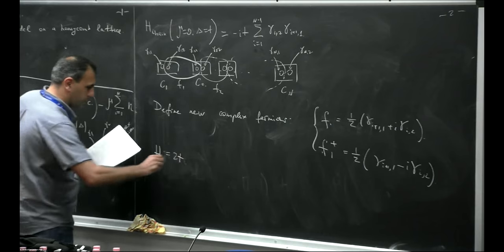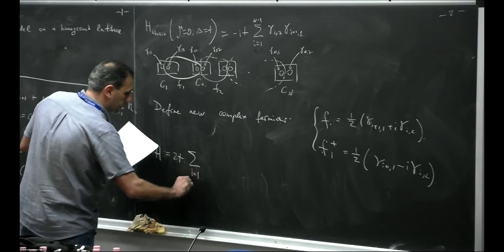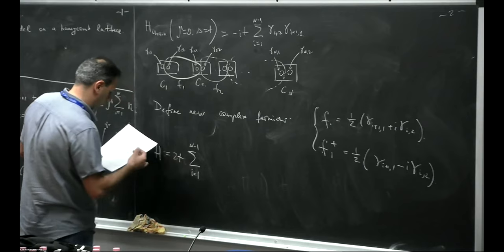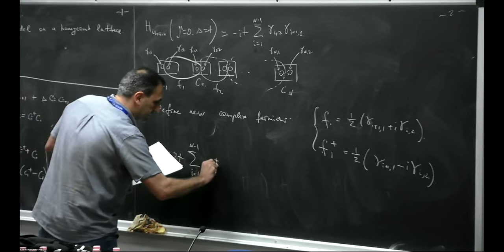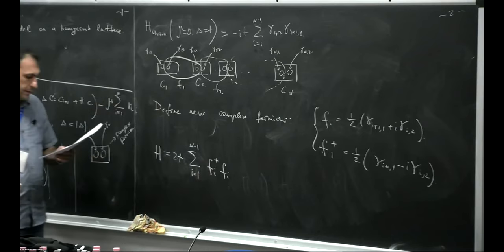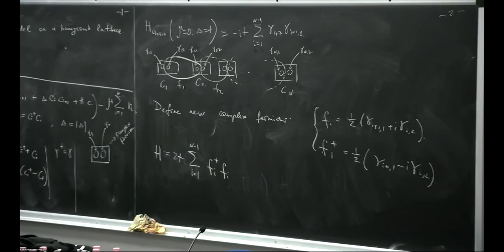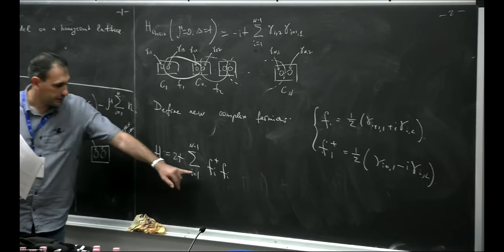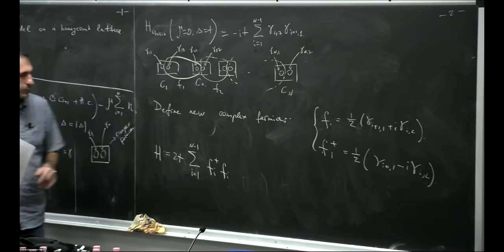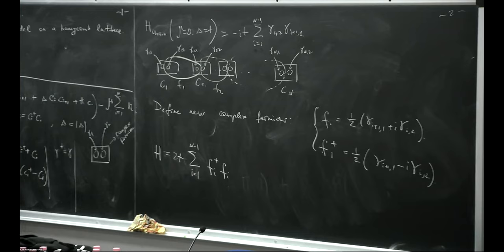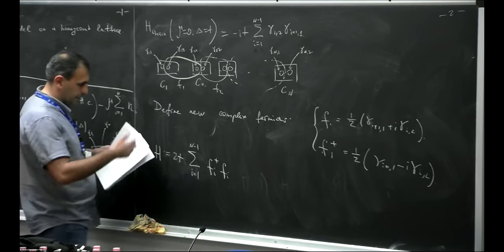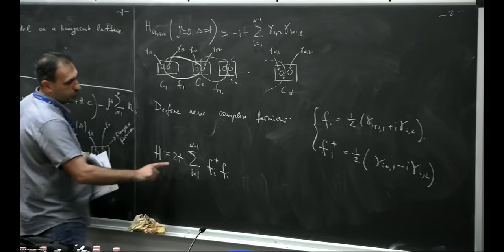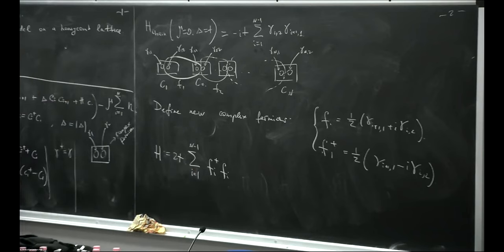So the Hamiltonian is going to be 2t sum with respect to i going from 1 to n minus 1, f_i dagger f_i. So it's diagonal. Just a term corresponding to the chemical potential for these new fermions. So the energy of creating an f electron is 2t, and that's it.